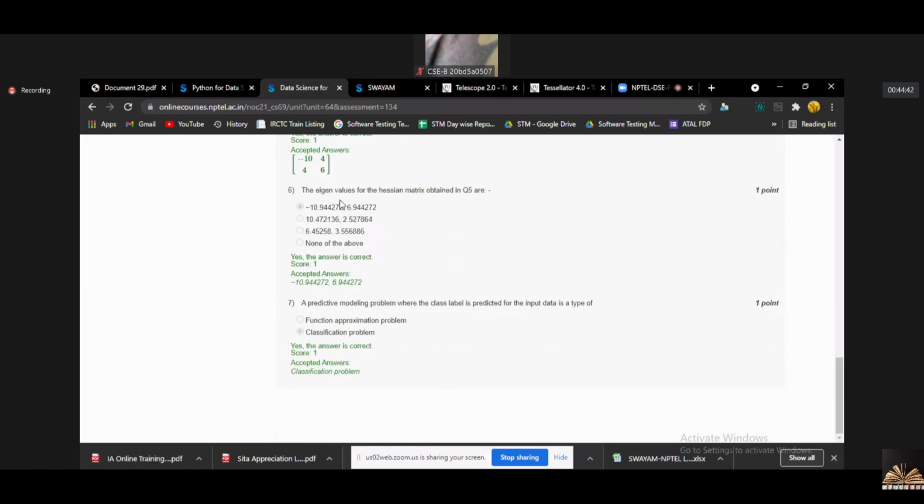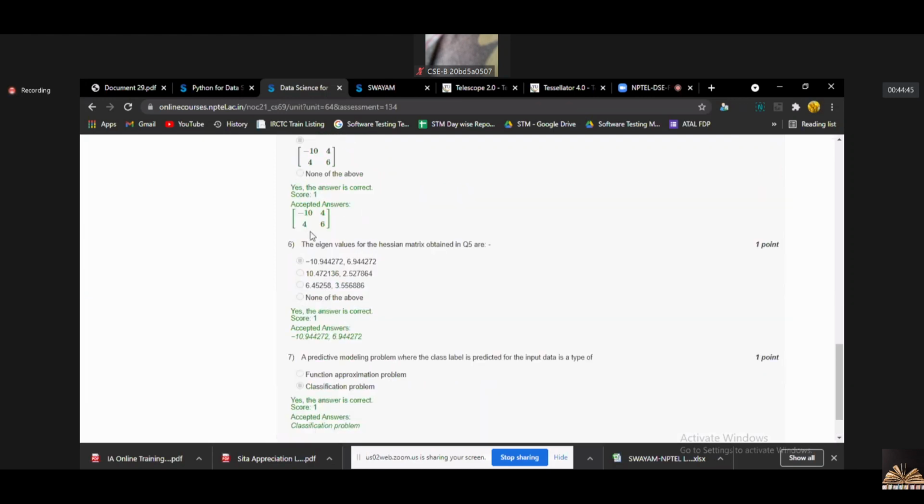Now for the Hessian matrix, find the eigenvalues. If you remember, in the previous session I explained how to find the eigenvalues for a given matrix in RStudio using R code. We have an eigen function, and with the help of the R code we find the values.